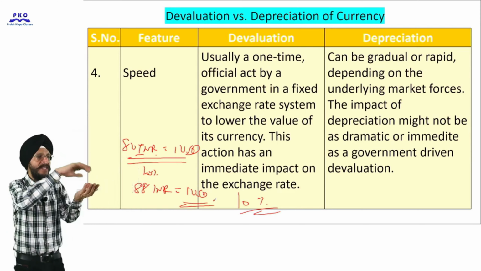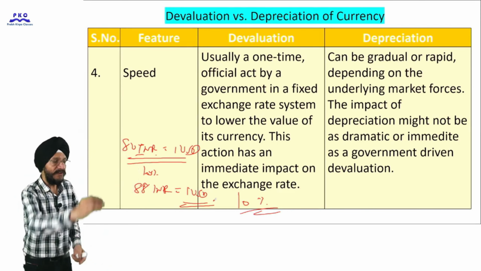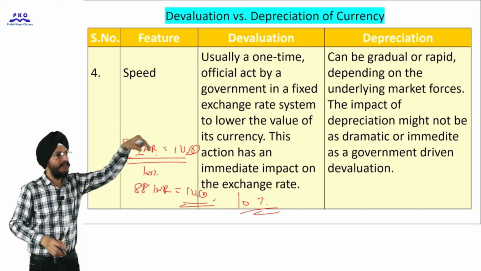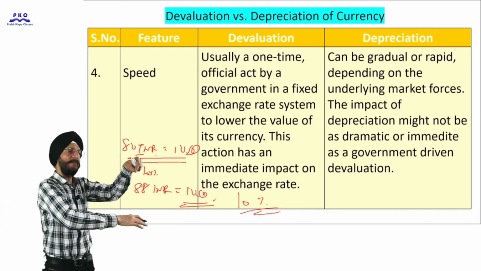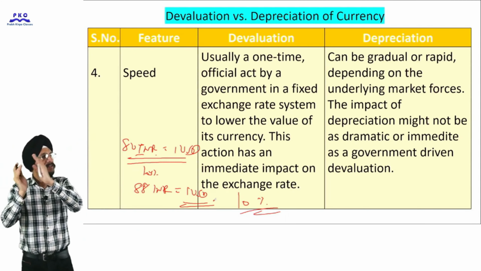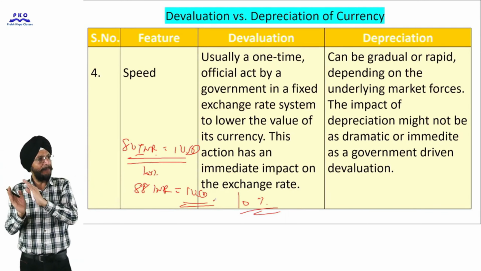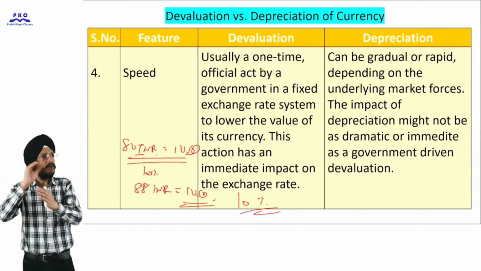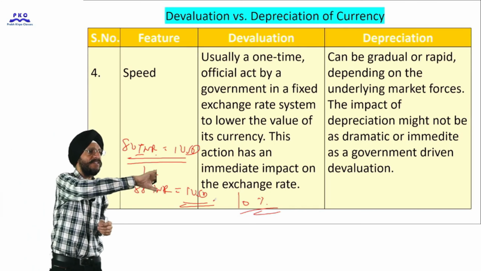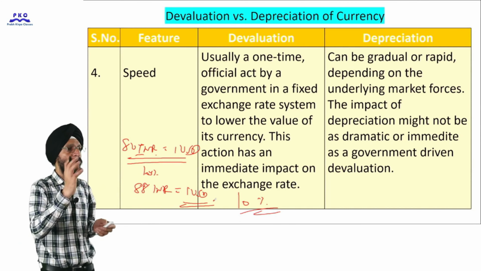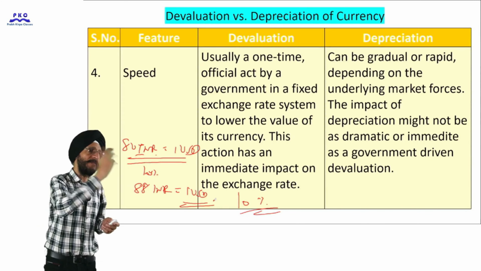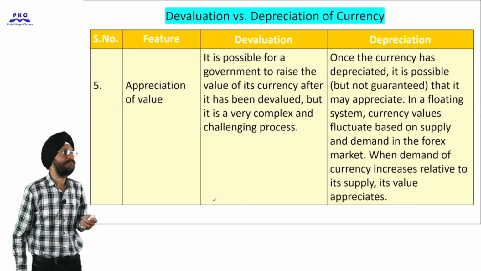It means that in the case of devaluation, there is immediate reduction in the value of the currency. That is, if the government decides at this point, there will be immediate reduction in the value of the currency. But in the case of depreciation, the value of the currency depreciates slowly, or it may be rapid, but not as fast as in the case of devaluation, because devaluation is by government order and it has immediate impact in the foreign exchange market.